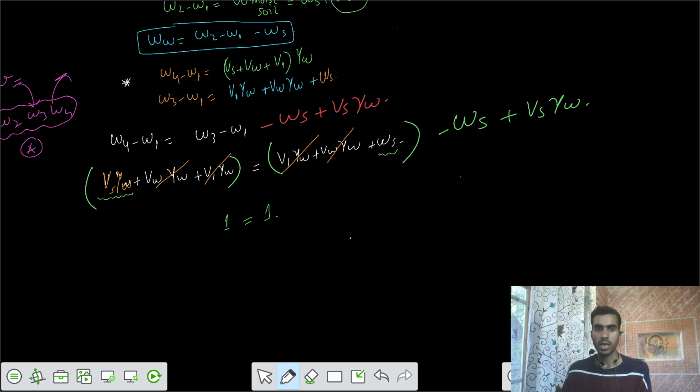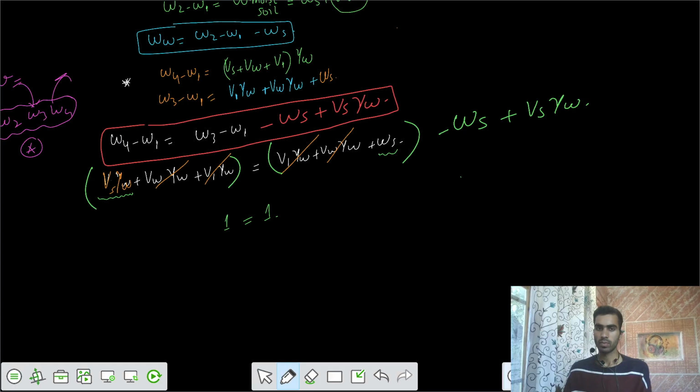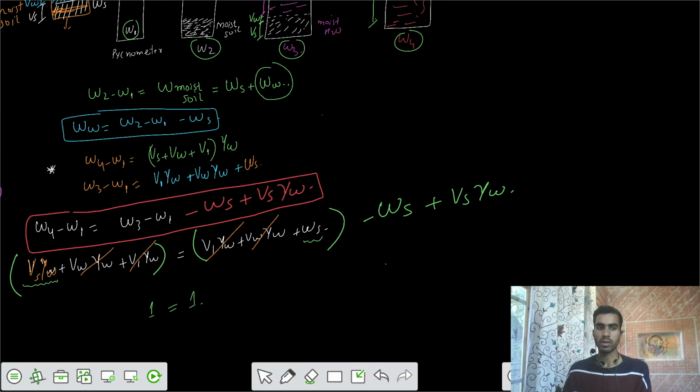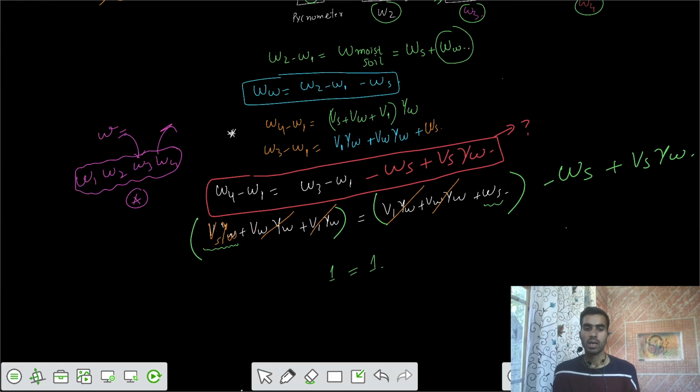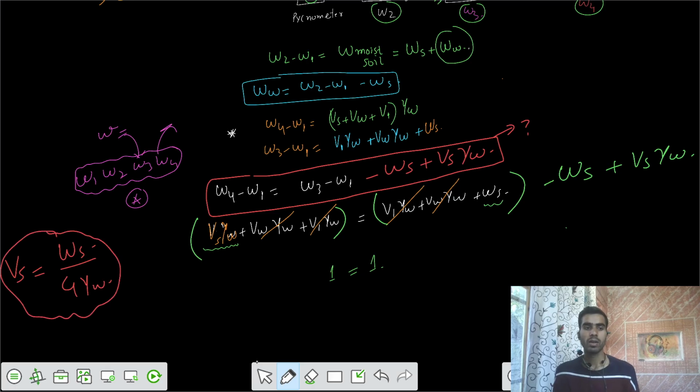Such that finally your equation becomes 1 is equal to 1. So that means your final value of W4 minus W1 is actually W3 minus W1 minus W solids plus Vs gamma W. This is the important equation we got here, and from this we can get the weight of solids. Now, what is this volume of solids? This is actually weight of solids by G gamma W. So we got the volume of solids actually Ws by G gamma W.